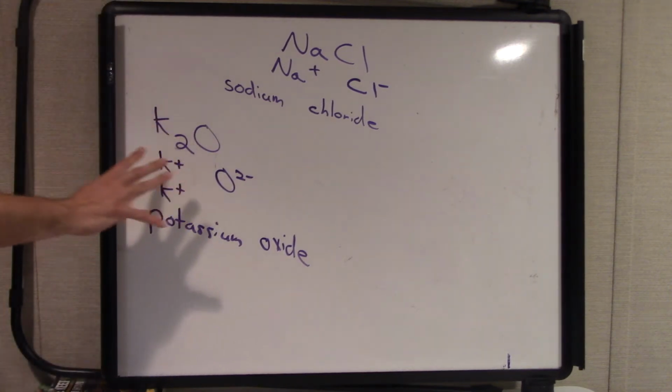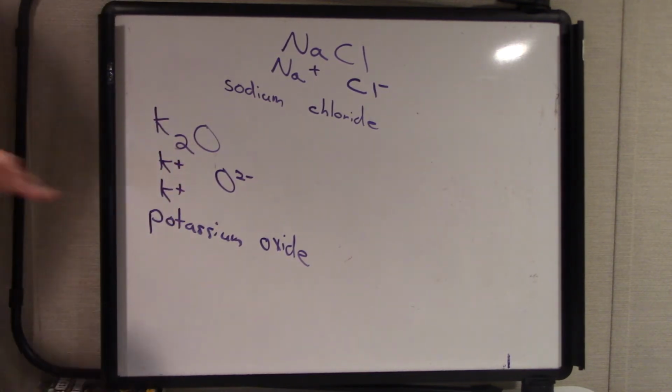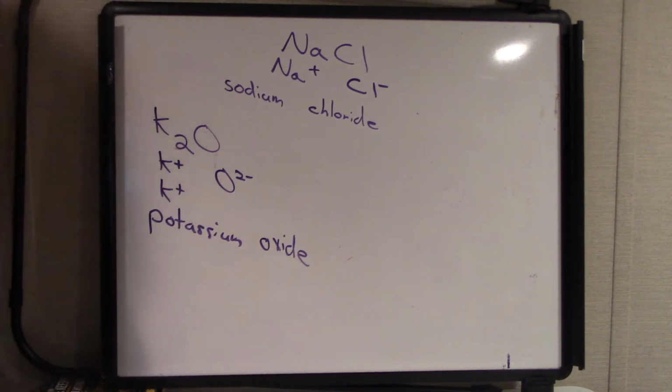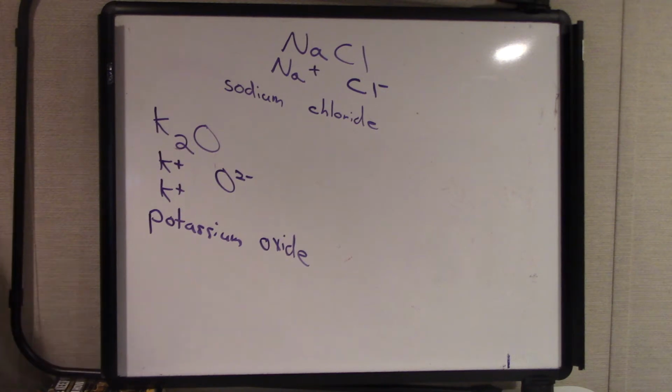A couple of things I want you to notice about this example. One, is there anything in the name that tells us directly there's two potassiums? No. You don't want to be using prefixes or Roman numerals. Those mean something very different than what we have here. So our name is simply potassium oxide.